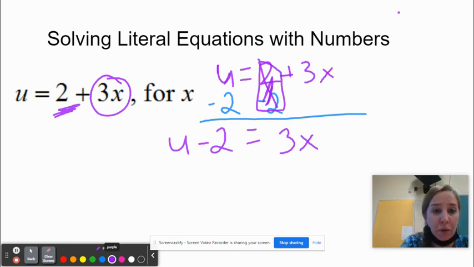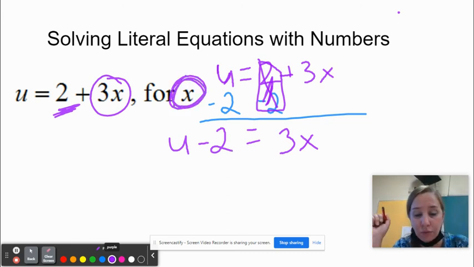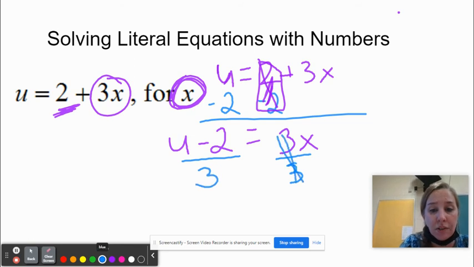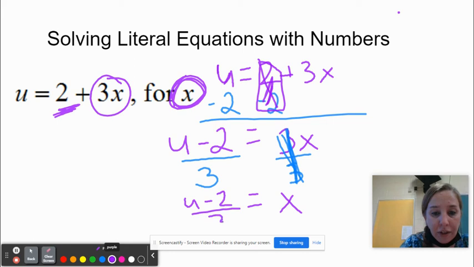Okay. Remember, we're trying to get the x alone. We have 3 times x. So to undo that, you do the inverse operation. Divide both sides by 3. 3 over 3 is 1. That's what we're looking for. x equals u minus 2 over 3. So that would be your final answer.